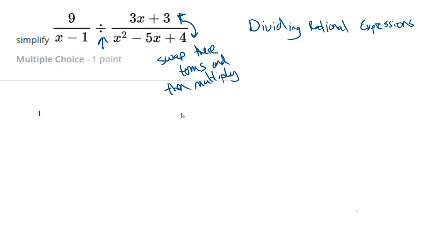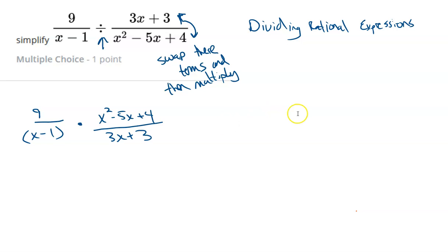And I'm going to write it down here. I got 9 over x minus 1 times, so I'm going to multiply, and it is x squared minus 5x plus 4 divided by 3x plus 3, like that. So now it has become a multiply rational expression, which is another type of problem you can get, but divide and multiply are almost the same, except that with divide you have to swap it and multiply first. So now this is going to be a good example for dividing and multiplying rational expressions, because divide just has that extra step in it.